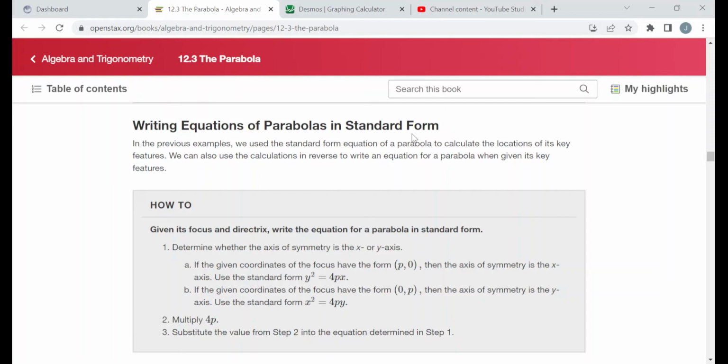Each example I do will either be an example from the reading, or one of the try it problems from the reading, or one of the exercises at the end of the section that's related to this particular objective.